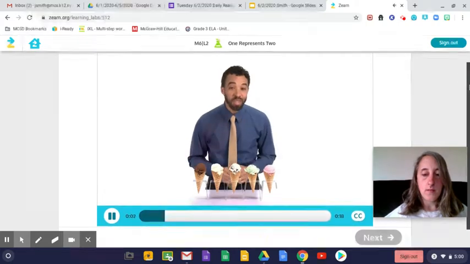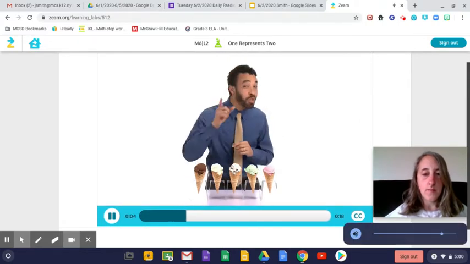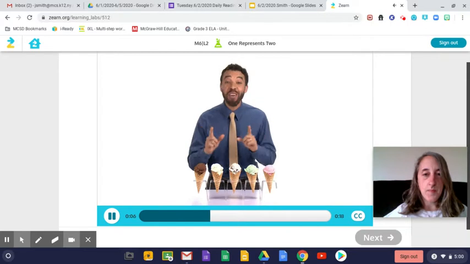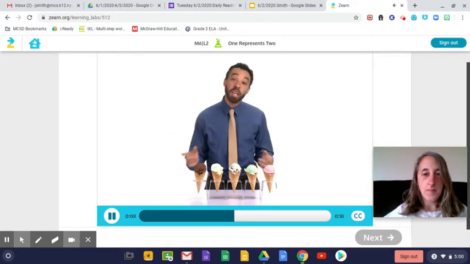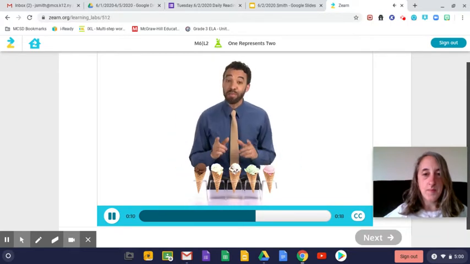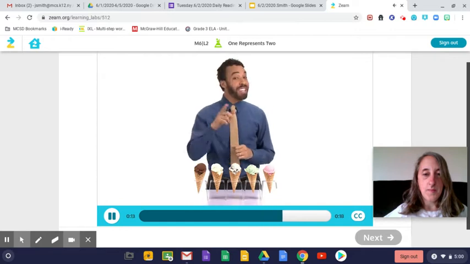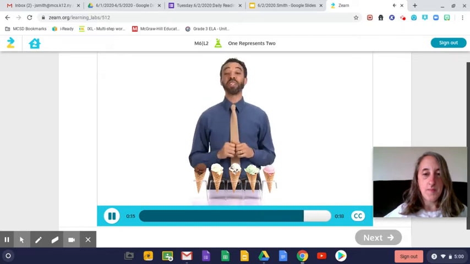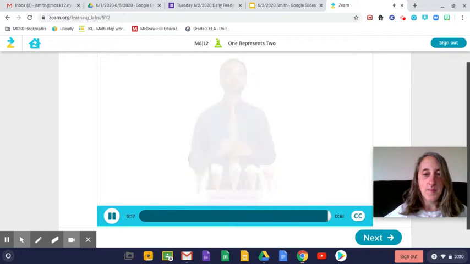What's up, Math All-Stars? Today we surveyed a classroom just like yours to find out everyone's favorite ice cream flavor, so that we know how much of each flavor to buy for an ice cream party. We tallied the results and put them on a picture graph. Let's check it out. Boys and girls, what was your favorite ice cream flavor from yesterday?